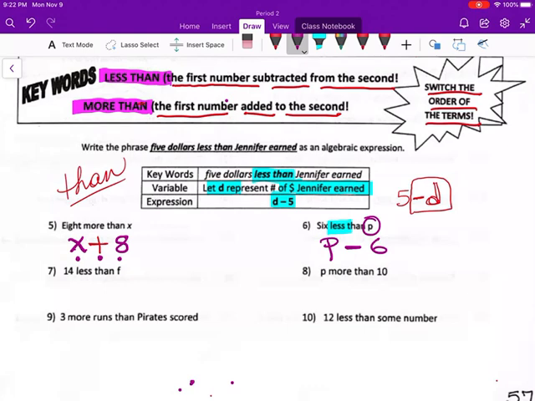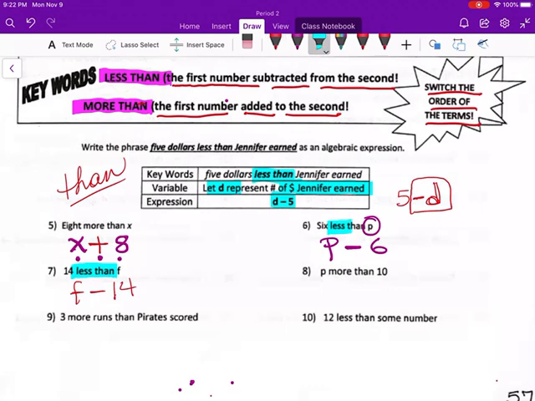All right, next one, number 7. 14 less than F. Less than. You write backwards. 14 at the end, F in the front. And less means take away. 14 less than, so I want 14 taken away from F. This is messy, Miss Martinez. Very messy. Okay, so less is minus. F, 14 less than that.